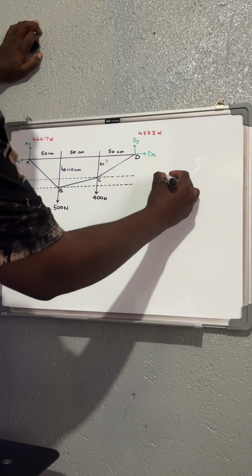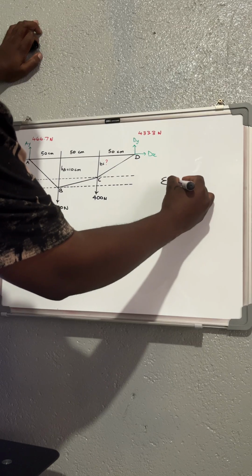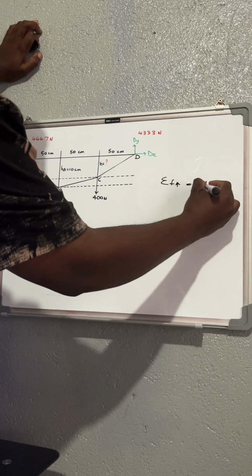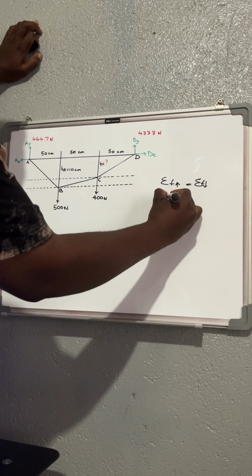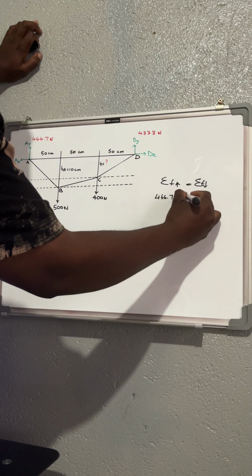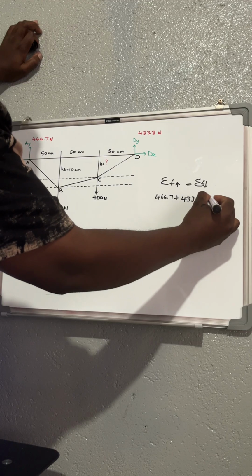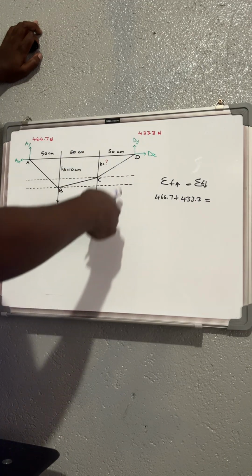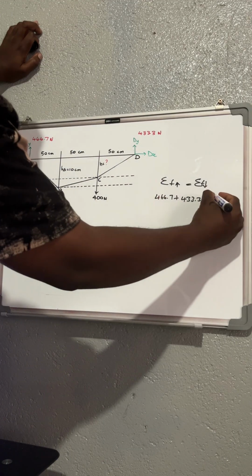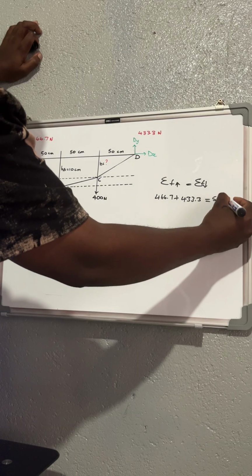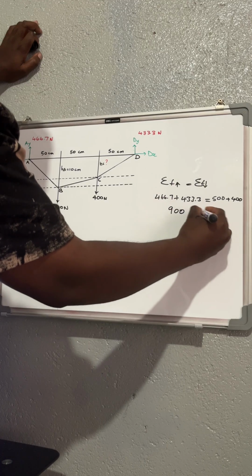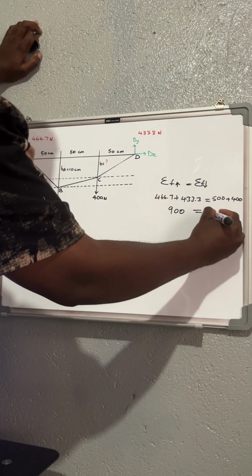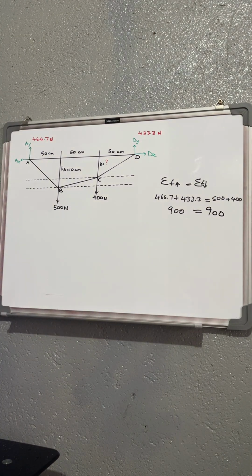So you have to confirm that the sum of the forces that are going up is equal to the sum of the forces that are going down. The ones going up, you have 466.7 plus 433.3. It's this one and this one. The ones going down are this one and this one. Then it's equal to your 500 plus your 400. The ones going up are 900, and the ones going down, I meant to say, are also 900. So it now means that everything is balanced.